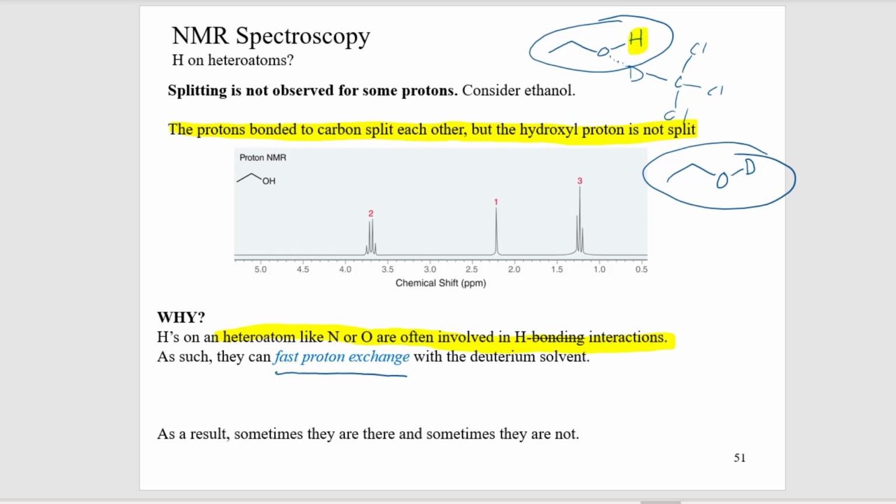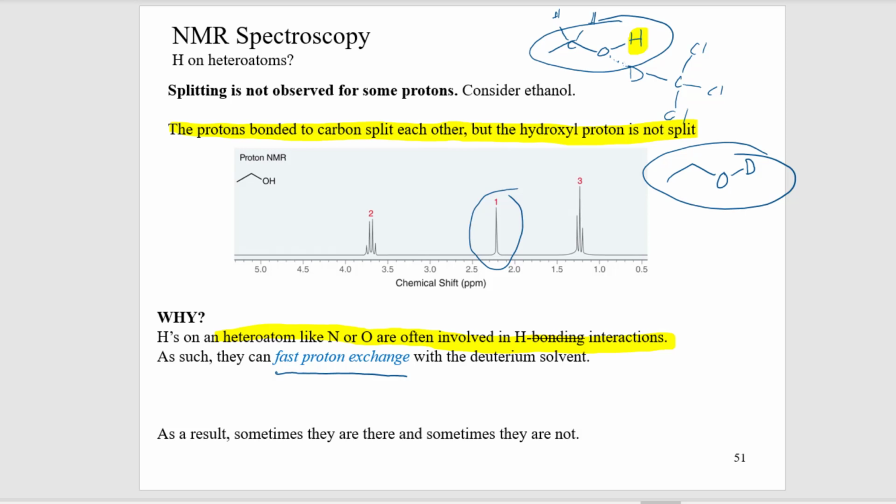Even though next door, see the carbon next door has two hydrogens? It should be a triplet. But that singlet that we see is due to the teenager hydrogen on the heteroatom. It's exchanging, it's in and out. It doesn't have time to look at its neighbors, so I don't see any neighbors. So it just gets a singlet. That's the way I like to describe it.